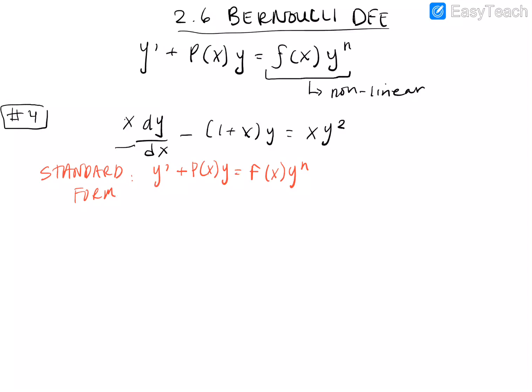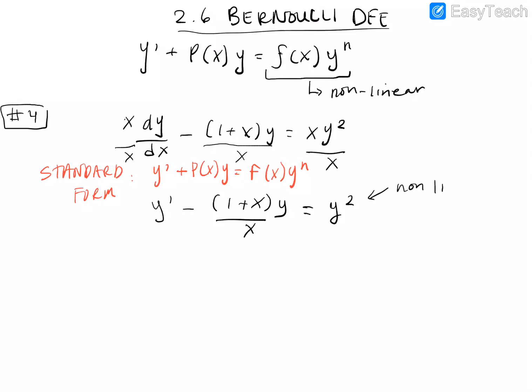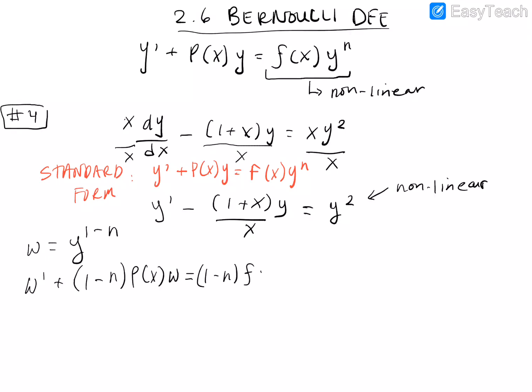Well, I'll start off with dividing every term by x, and I will get y prime minus 1 plus x over x times y, equal to y squared, and this will be nonlinear. Okay, so our next step will be w equals y to the 1 minus n power, and we'll get this. Okay, and notice that this is linear.